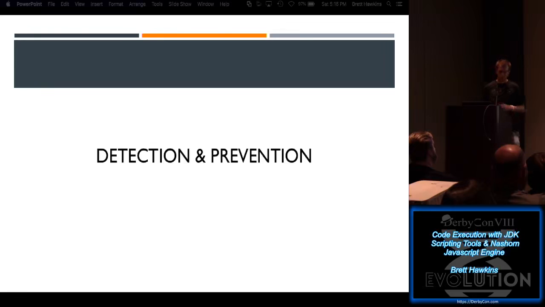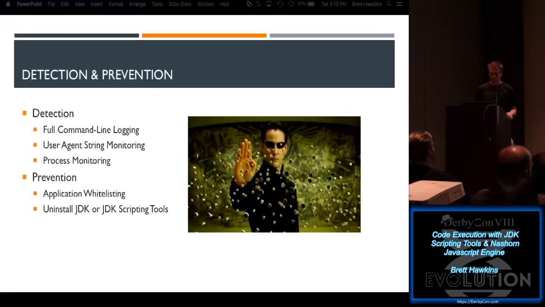So we went over some practicality from an offensive standpoint. Now let's switch gears to the defensive side, into the blue side here. We're going to talk about some detective and preventive controls that you can implement. We're going to talk about full command line logging, user agent string monitoring, and process monitoring from a detection standpoint. Then from a preventative standpoint, we're going to talk about application whitelisting and then simply uninstalling them.